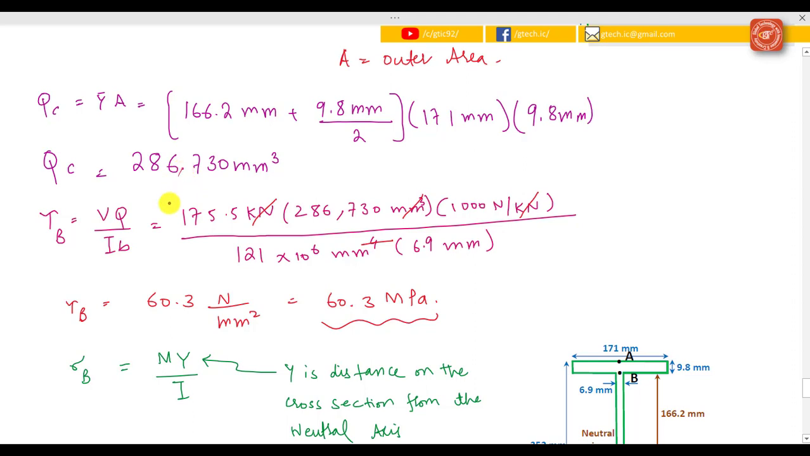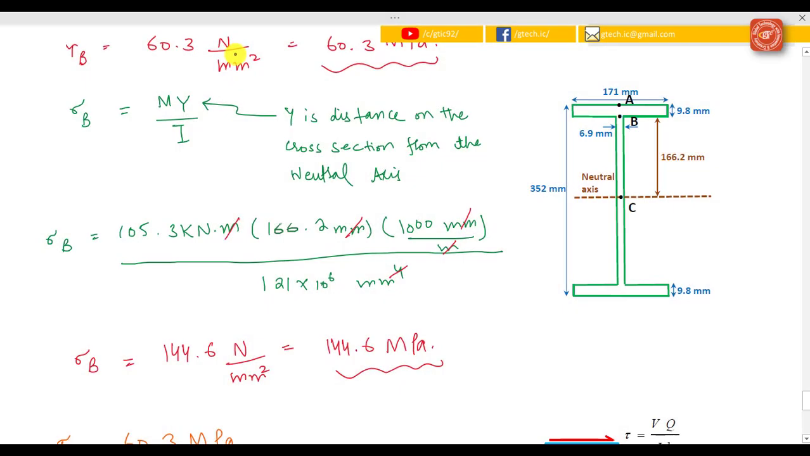And so I have the V max, and I have the first moment of outer area, that is Q, and I got my I, and I also know what my b is. So at point B we can solve for the transverse shear stress, and we end up with 60.3 megapascal.